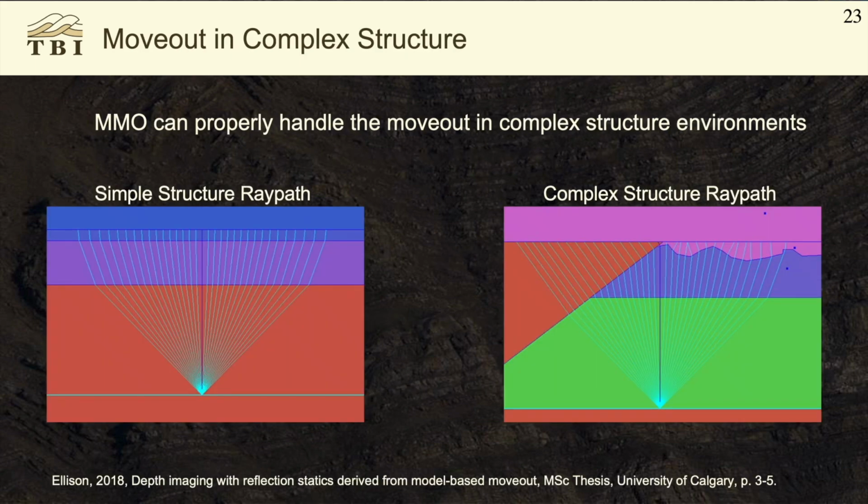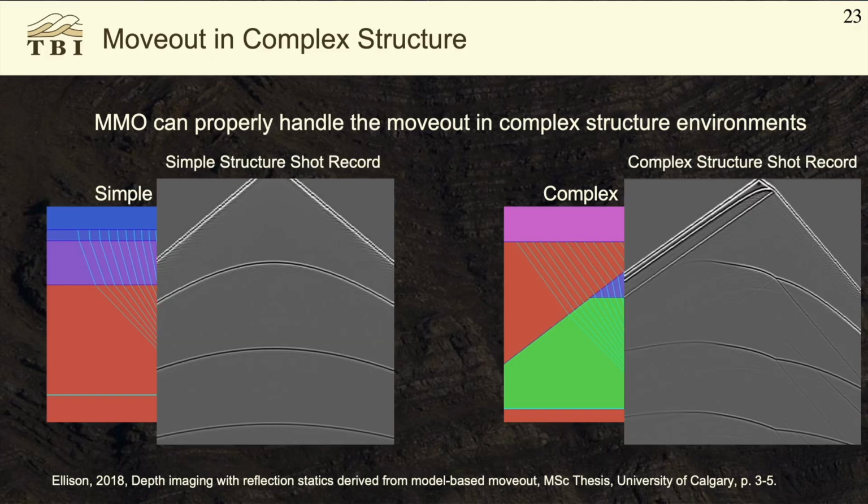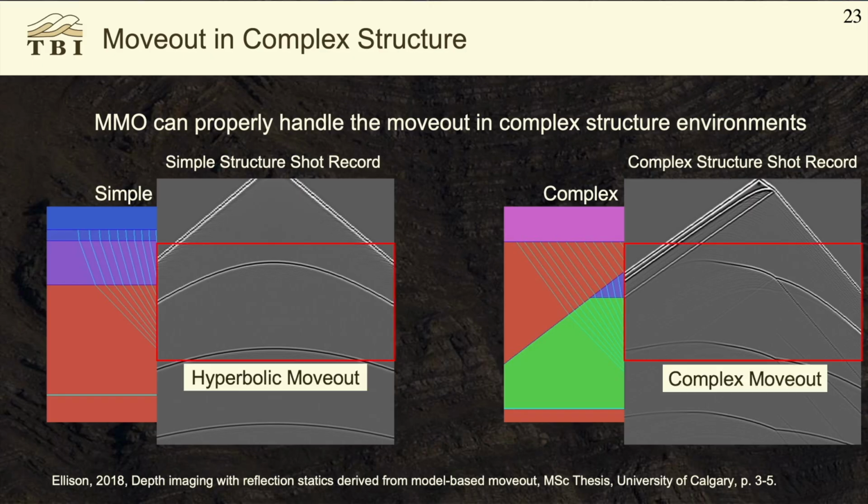So let's look at move-out in complex structures. MMO can properly handle the move-out in complex structure environments. Here we have a simple structure ray path on the left and a complex structure ray path on the right. We can see that the ray path from the blue lines is very complex compared to the diagram on the left. The resulting shot records show very simple hyperbolic move-out in the simple structure. The complex structure shot record shows very complex move-out. So our NMO equation cannot properly flatten the move-out in the complex structure shot, but MMO can.